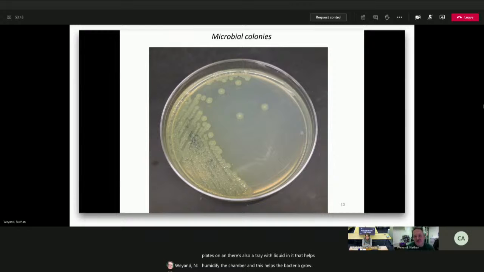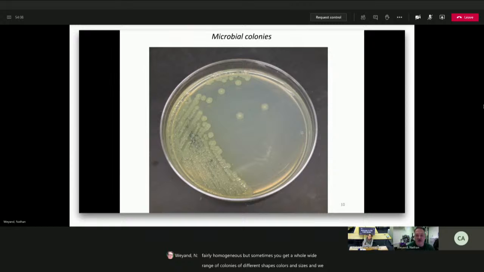So when you remove a plate from the incubator, this is what it can look like. So the movie I showed you, this is one of those plates. And these little circles, these are bacterial colonies. This sample was from a throat swab, and this sample was fairly homogeneous, but sometimes you get a whole wide range of colonies of different shapes, colors, and sizes.